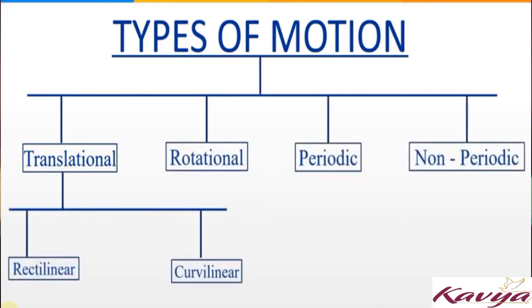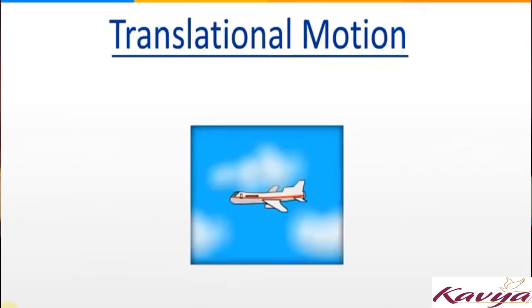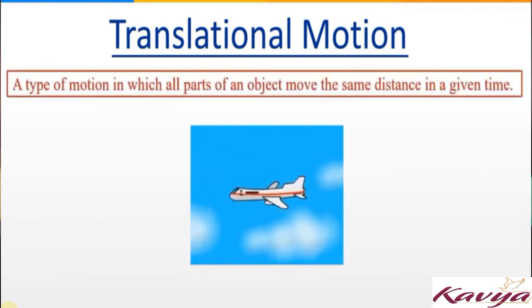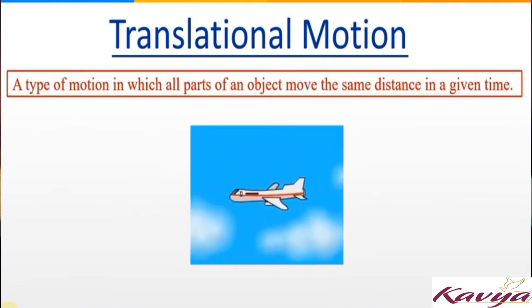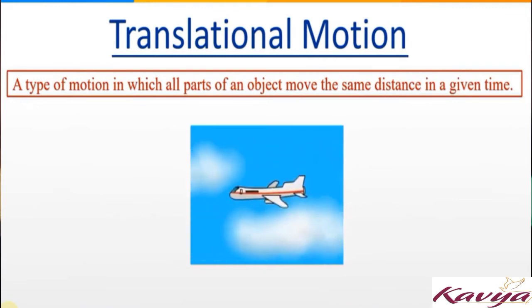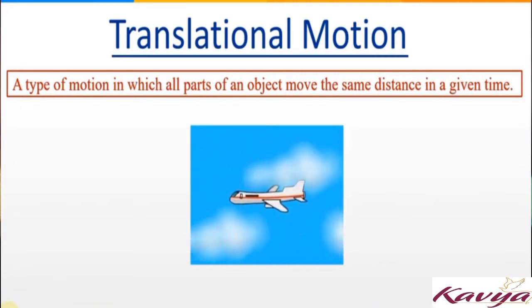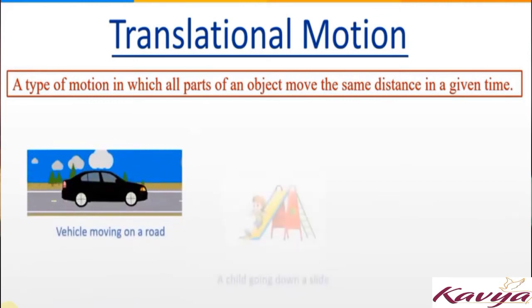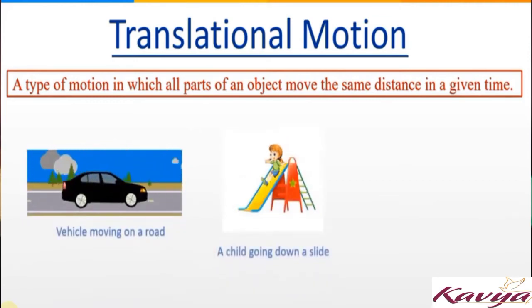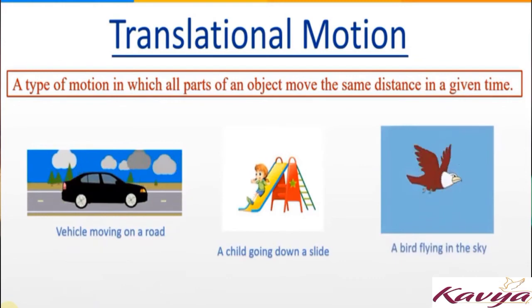So students, there are types of motion: translational motion, rotational motion, periodic and non-periodic motion. So students, first we come to translational motion. Students, a type of motion in which all parts of an object move the same distance in a given time is called translational motion. Examples are a vehicle moving on a road, a child going down a slide, and a bird flying in the sky.